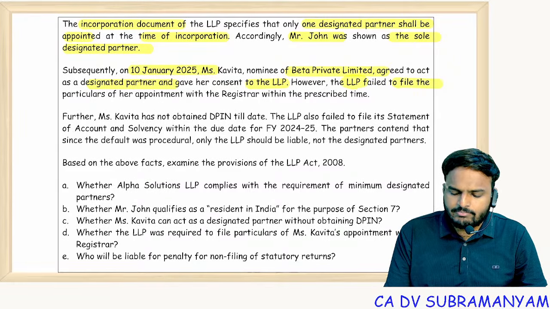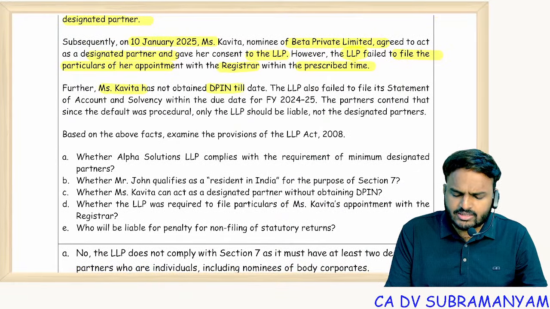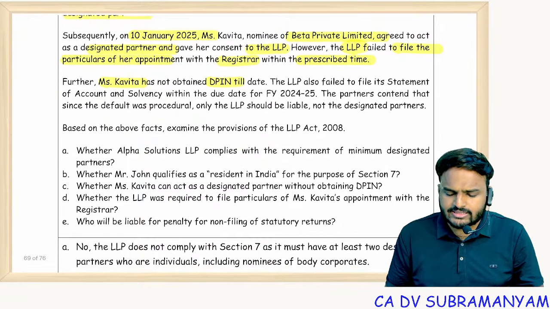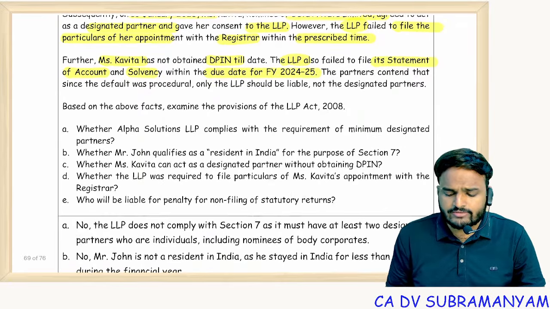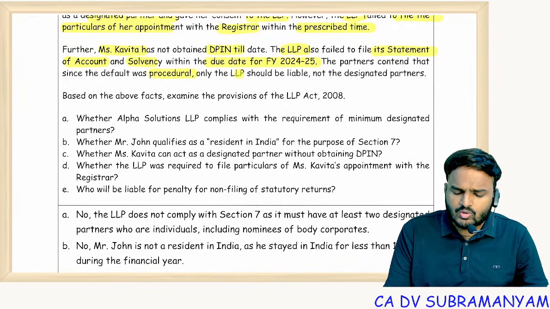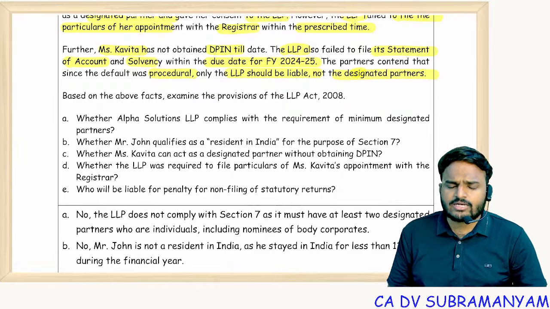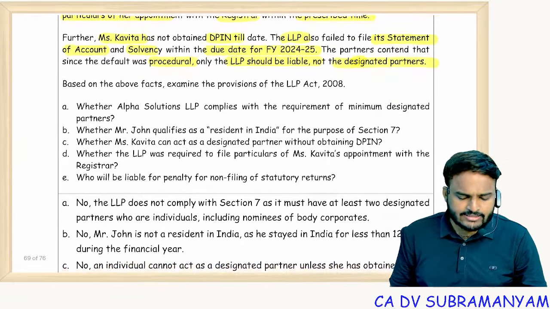However, the LLP failed to file the particulars of her appointment with the ROC within the prescribed time. Further, Ms. Kavita has not obtained a designated partner identification number till date. Without DPIN, you can't be a designated partner. The LLP also failed to file its statement of accounts and solvency within the due date for the financial year 24-25. Partners contended that since the default was procedural, only the LLP should be liable, not the designated partners. No. For non-compliance of the LLP Act, not only the LLP, but also the designated partner gets punishment.